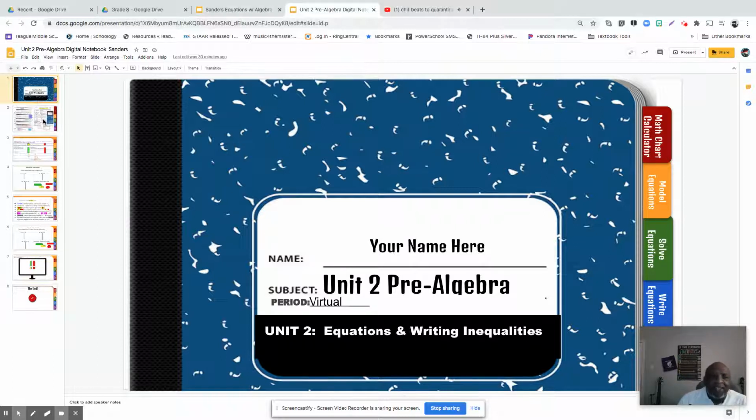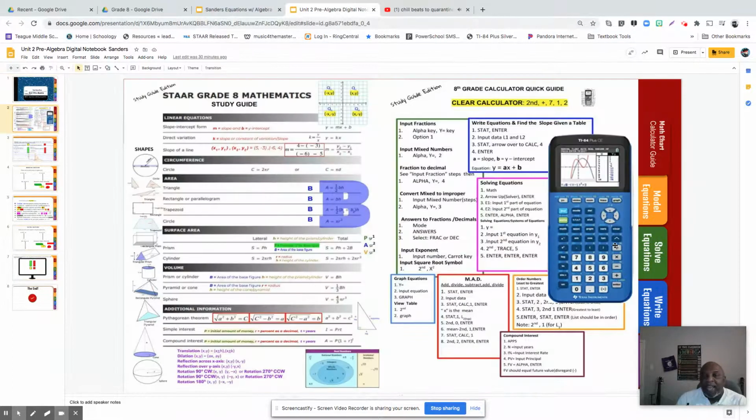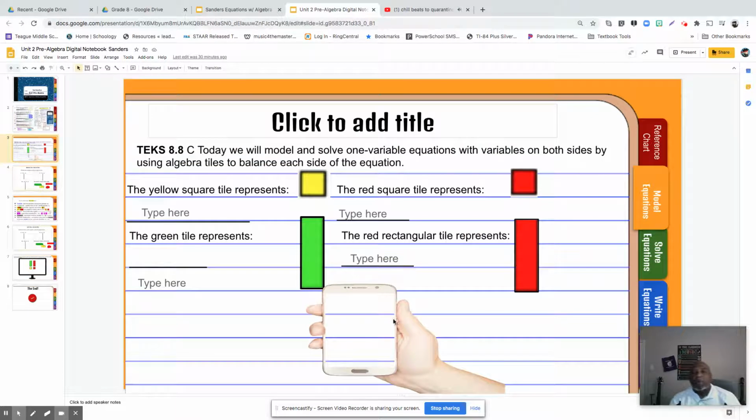Here I still have the title page. You're going to type your name here. Then when you go to the second slide, you'll see I still have the reference chart with all the different things you can do with the calculator. And then here is where we start our lesson. This video that I'm making, I'm going to insert right inside of the cell phone. You'll see this video there.